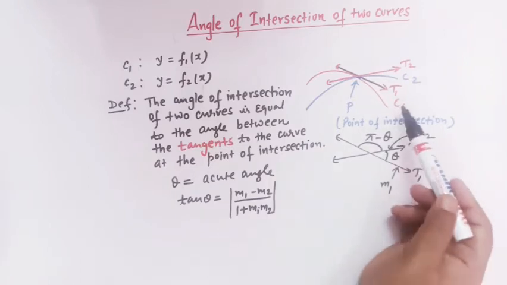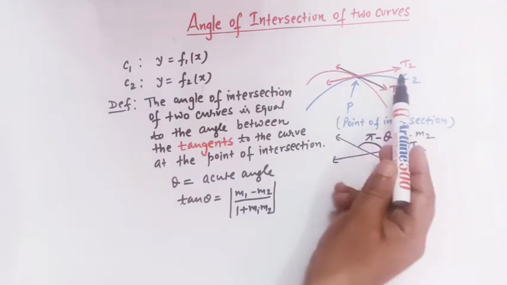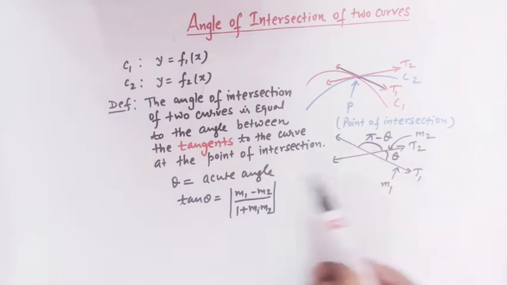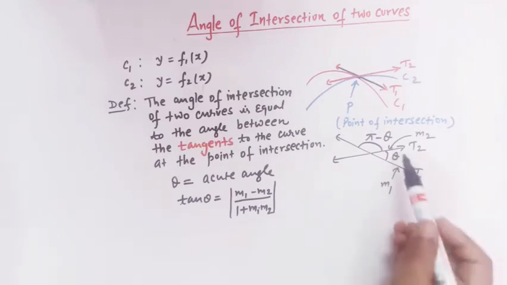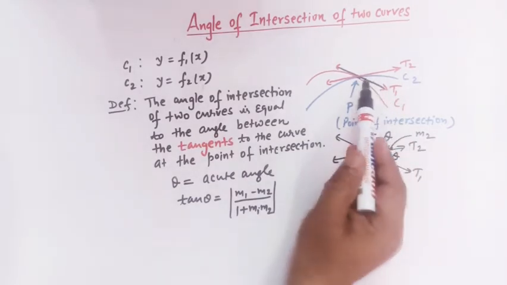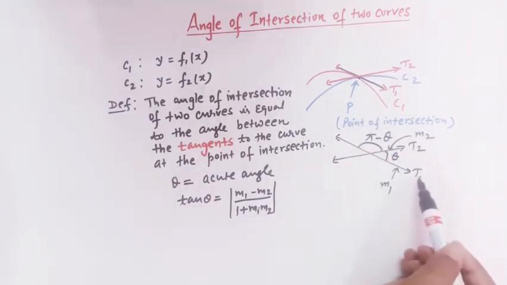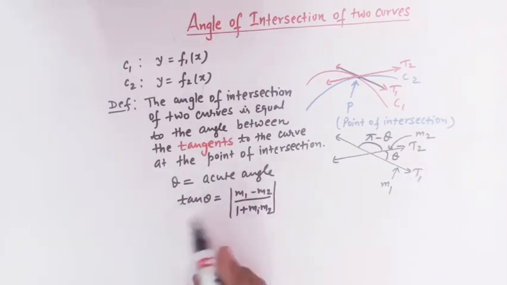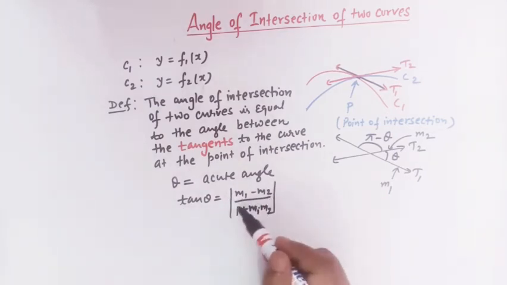So here we have the two curves C1 and C2, right? We have drawn the tangents T1 and T2. Now these two tangents are inclined at an angle theta, and theta is the acute angle and pi minus theta is the obtuse angle, right? So the angle between these two curves is the same as the angle between the two tangents, and the angle between the two tangents can be calculated by this formula, that is tan theta is equal to the absolute value of m1 minus m2 divided by 1 plus m1 m2, right?